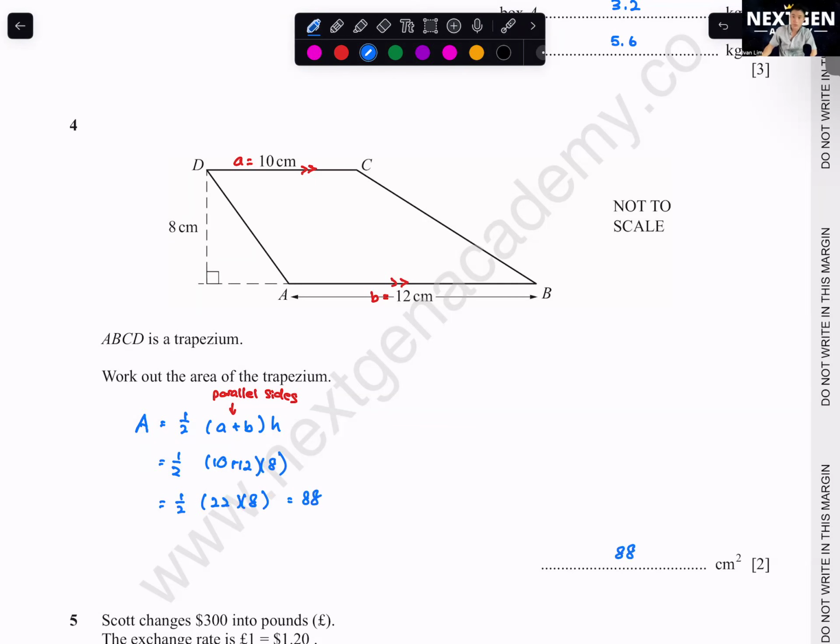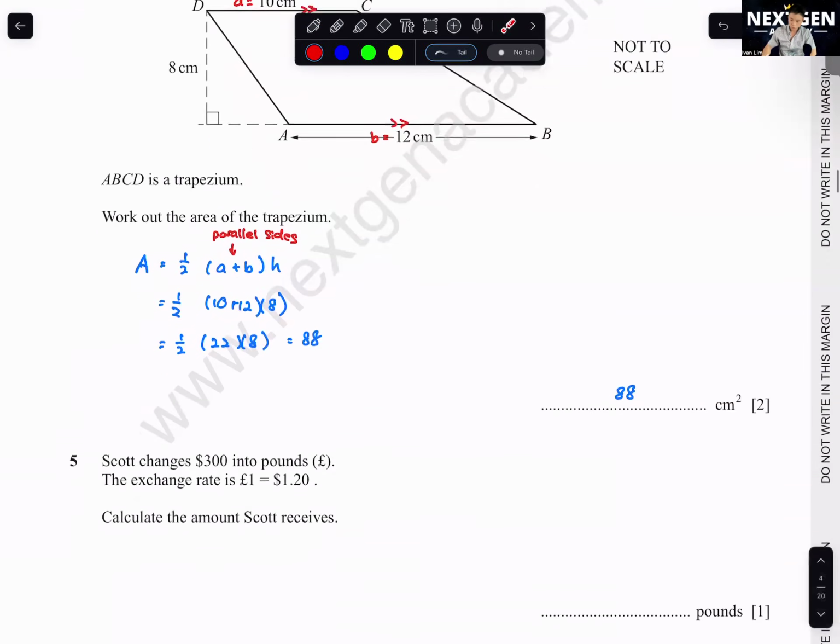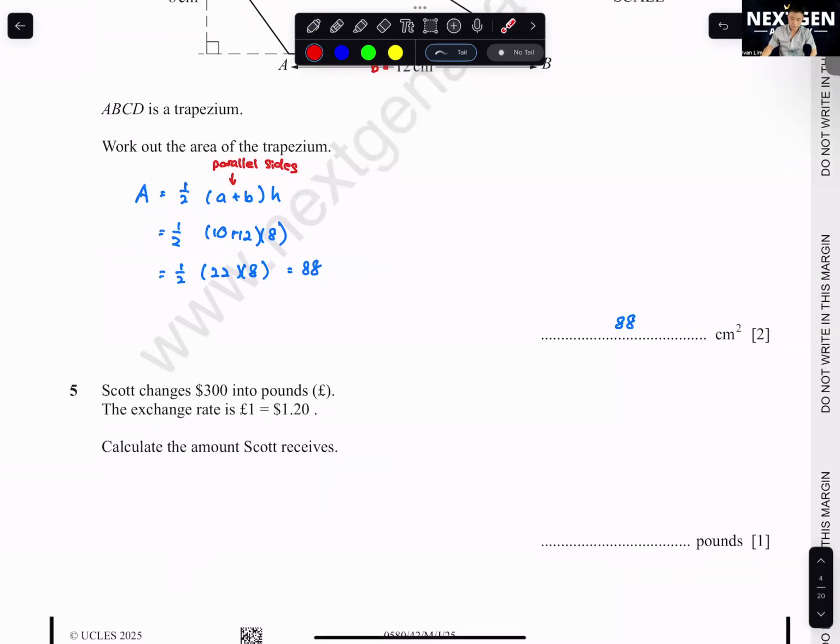88 cm squared. Just a little side note. Some of you may ask, teacher, do we need to write units in the working or not? In the working, no need, unless they are testing you on units. Otherwise, don't fill up your workings with units.